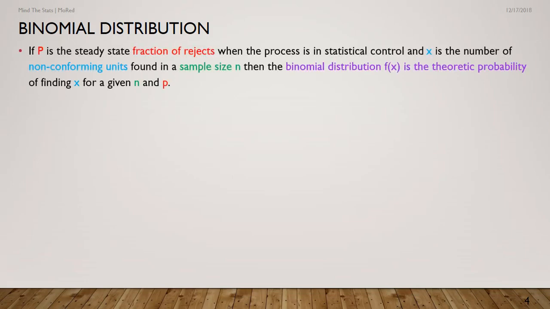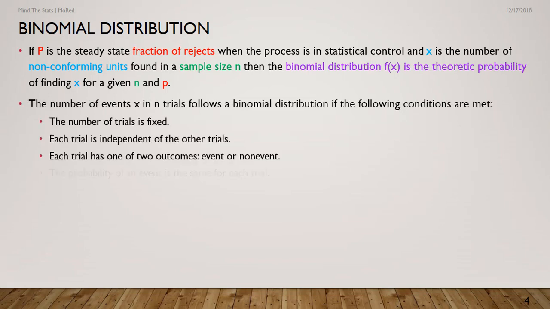If P is the steady state reject rate of a process, and X is the number of defects found in a sample size n, then using the binomial distribution we can find the probability of finding X defects in a sample size n when the reject rate of the process is equal to value P. So you can imagine how useful this could be.